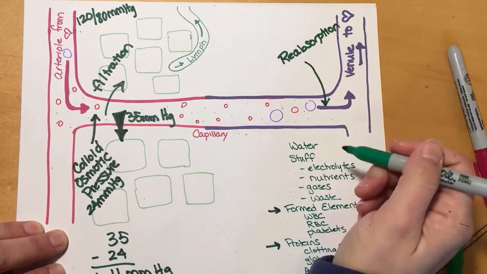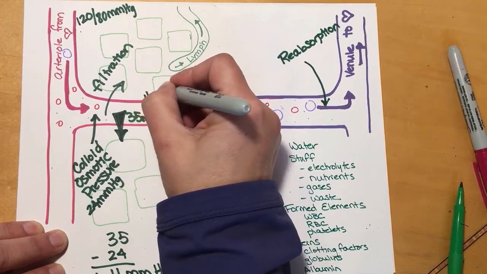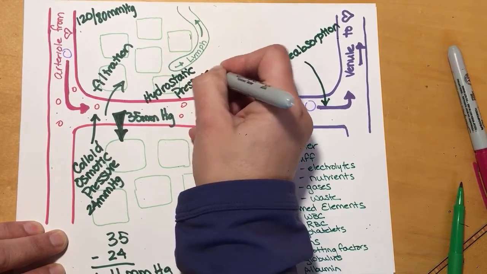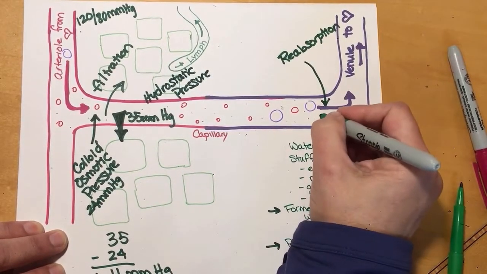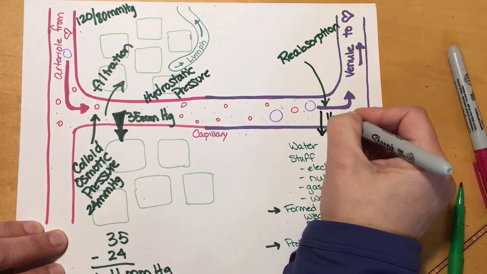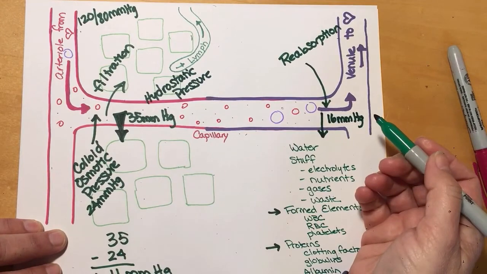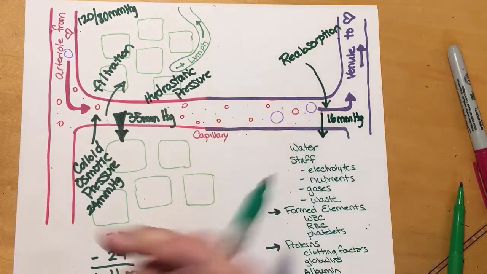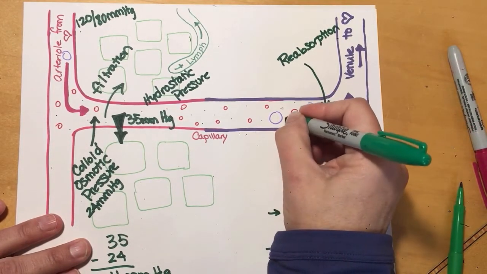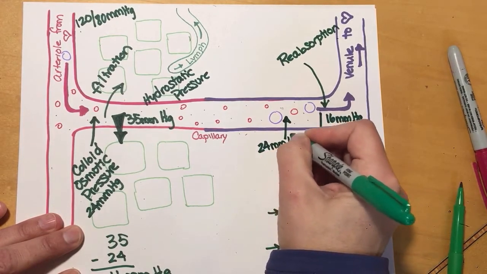Now, on the other end of the capillary bed, however, we've lost a lot of our hydrostatic pressure. Remember, this was pressure due to the heart contracting. So our hydrostatic pressure on this end has fallen to about 16 millimeters of mercury. And it's just because it's that much farther away from the heart and we've lost a lot of blood volume. However, that colloid osmotic pressure hasn't changed. It's still 24 millimeters of mercury.